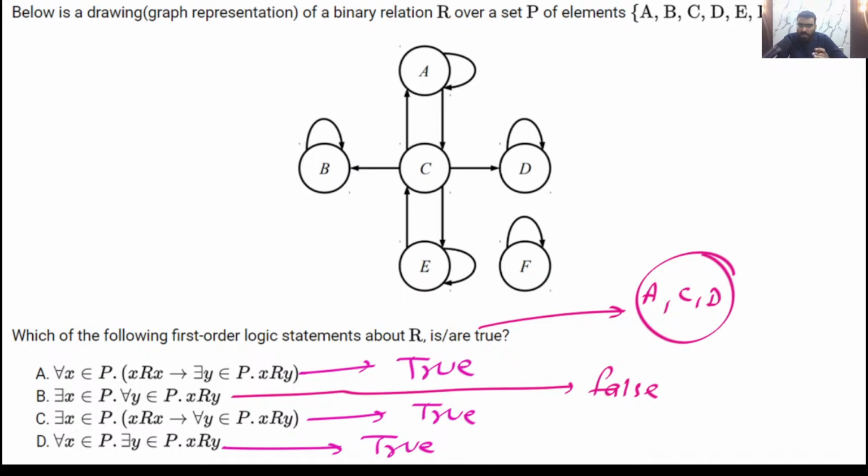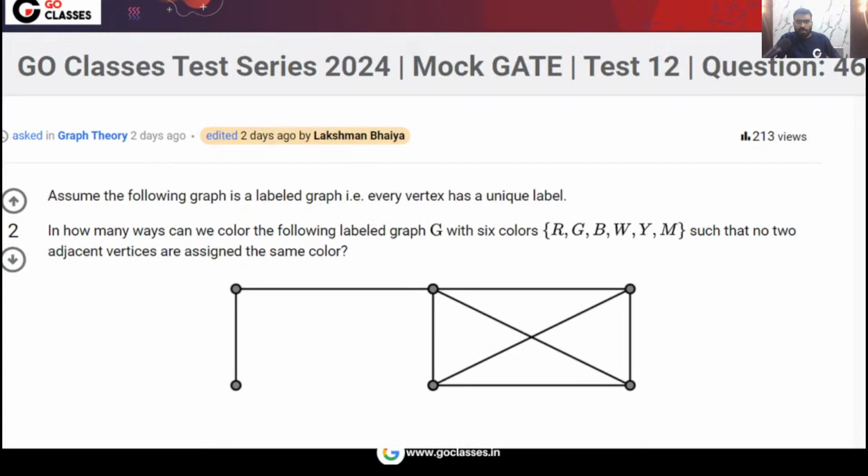Don't confuse, because in option C, after the implication, the expression has a free variable x. So that is not a null quantification, because you can see for all y, x and y, so there is a free variable x here. Any other doubt? Is this question clear to everyone? Okay, let's move on now.